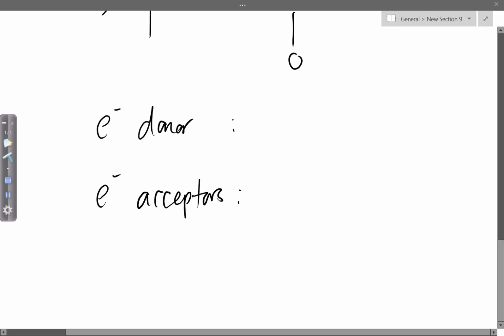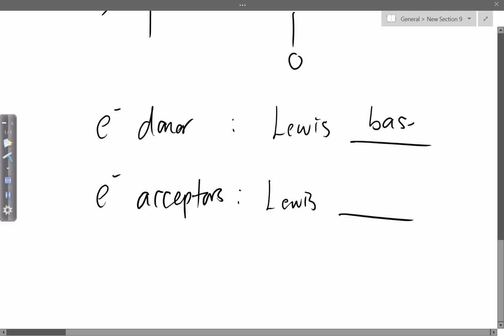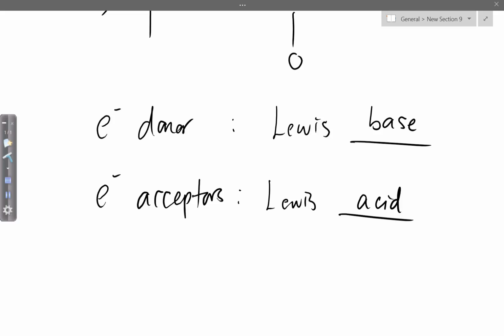So electron donors are known as what? You learned this. Lewis acid? You sure? Or is it Lewis base? Lewis base, yes, okay. An electron donor is a Lewis base. An electron acceptor is a Lewis acid. So the two blanks are for you to fill in. Don't be confused if, instead of using electron donor and electron acceptor, they use Lewis acid and Lewis base.